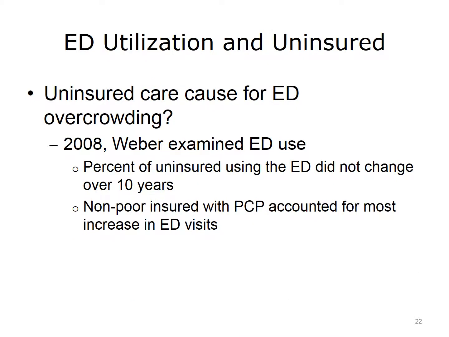It is often believed that the uninsured account for overcrowding and use of an excessive amount of services through the Emergency Department, or ED, under the EMTALA Act. However, in 2008, Weber published a retrospective study and found that the percentage of uninsured using the emergency department did not change over 10 years. The research found that most of the increase was due to non-poor insured with a primary care physician as their usual source of care using the ED for non-urgent care.